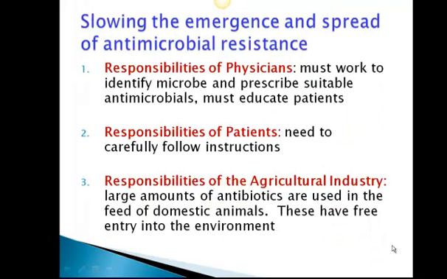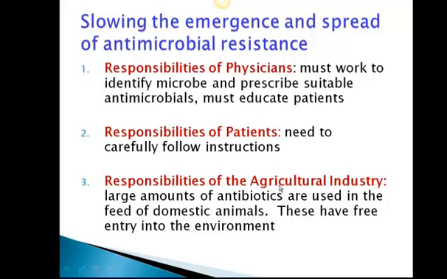So all of these different ways are biochemical means that the bacteria can evolve to actually become resistant to the drug compounds. So how do we slow the emergence and spread of antimicrobial resistance? There's a responsibility of physicians. They have to be able to identify microbes and start prescribing suitable antimicrobials to their patients instead of just over-prescribing antibiotics. Oftentimes your physician might say, you're suffering from a viral infection, antibiotics aren't going to help, and they stop prescribing the antibiotics. Some responsibilities of our patients: they need to carefully follow the instructions given by their physicians to actually complete doses of antibiotics when they are given.